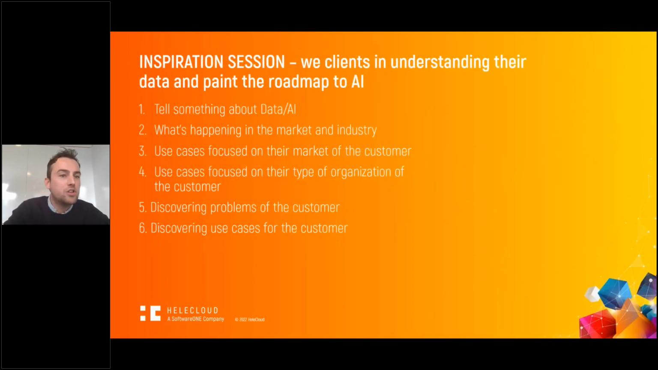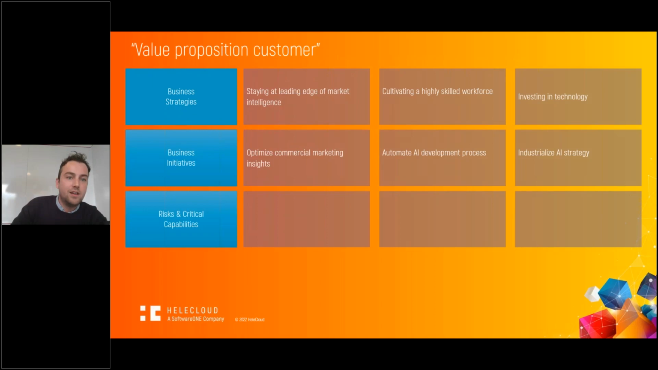And what we do at SoftwareOne: we give our clients an inspiration session, and we help them understand their data and AI roadmap. So we start the meeting by telling something about data and AI. Then we show what is happening in the market and industry. Then we show some use cases focused on the customer's market. Then we show some use cases focused on their type of organization, and then we start discovering problems of the customer. After that, discovering use cases, and we create some use cases with the customer. After the first session, we will deep dive into the use cases and look at what the return on investment can be for the client. So how we do that: we always start with a value proposition.